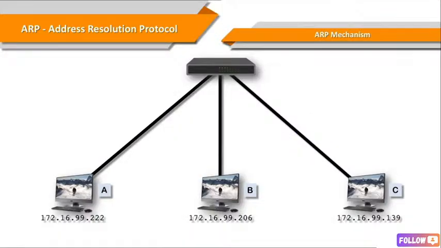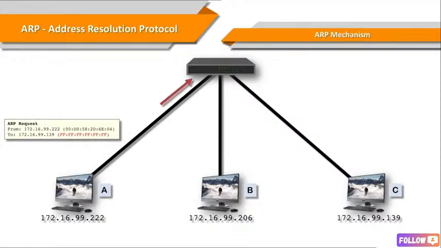Address Resolution Protocol, ARP, is a network layer protocol used for mapping a network address such as an IPv4 address to a physical address such as a MAC address. To simulate how the ARP mechanism works, we have a small network in the slide, a switch on top, and 3 computers connected to it. Computer A wants to talk to computer C. It puts an ARP request onto the wire, which happens to be broadcast.